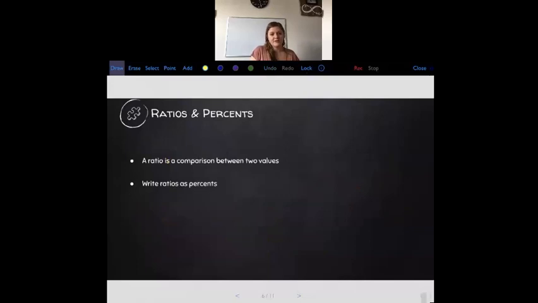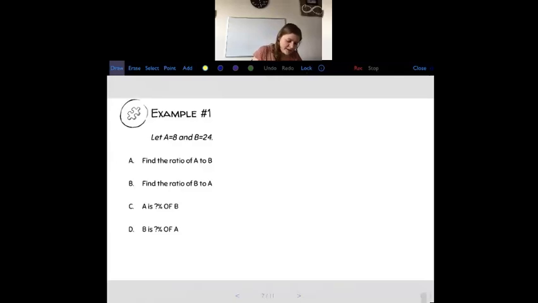So ratios and percent. A ratio is a comparison between two values, and we can express ratios as percentages. So example 1, let A equal 8 and B equal 24. Find the ratio of A to B. A to B means we would take 8 over 24, and we could reduce this in our calculator later to 1/3. Part B, find the ratio of B to A. So now B would go in the numerator, A would go in the denominator, and this would reduce to 3.